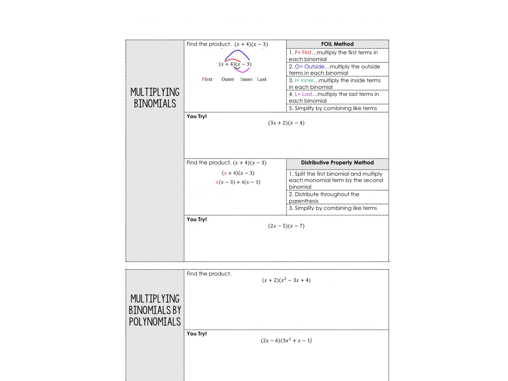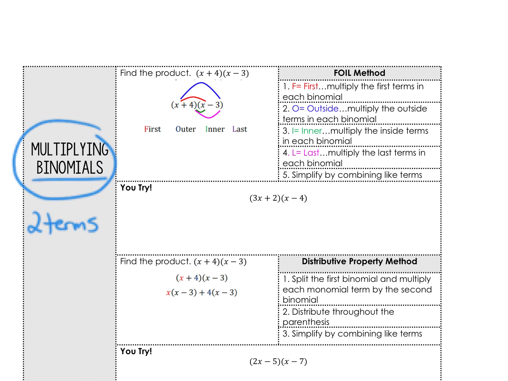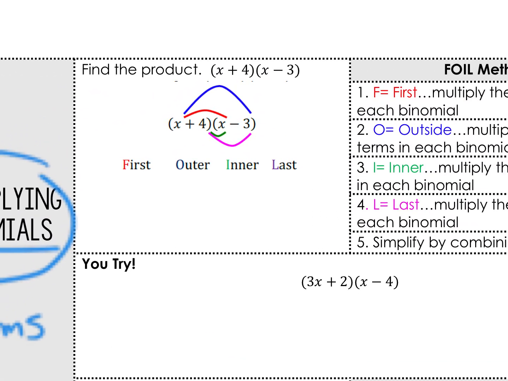Okay, moving on. We're going to take a look at multiplying binomials. Now, binomials, remember, that is a polynomial that has 2 terms. So, it says find the product of x plus 4 times x minus 3. If you notice, both of these are binomials.